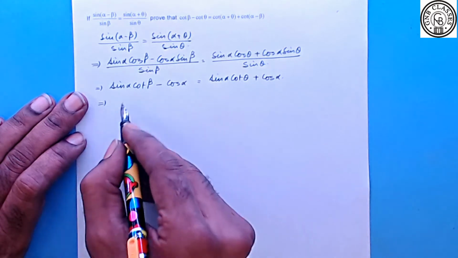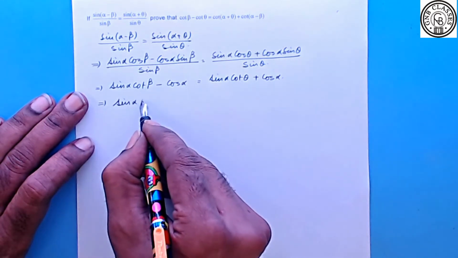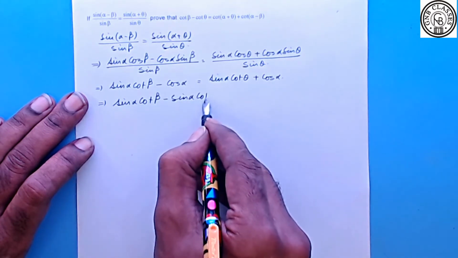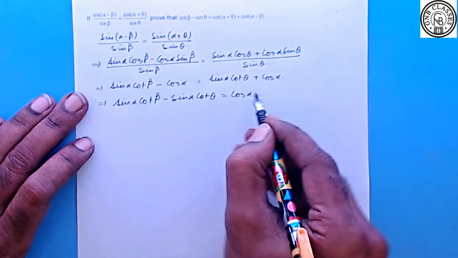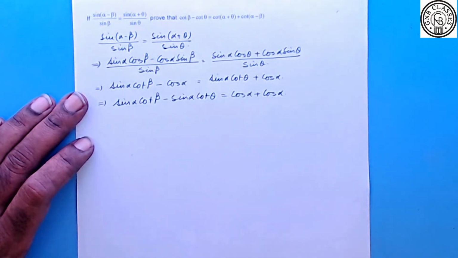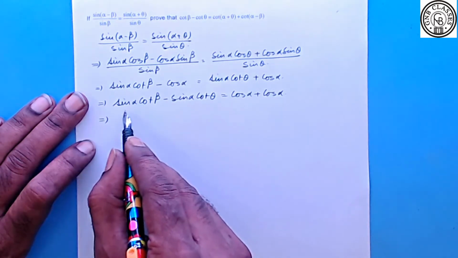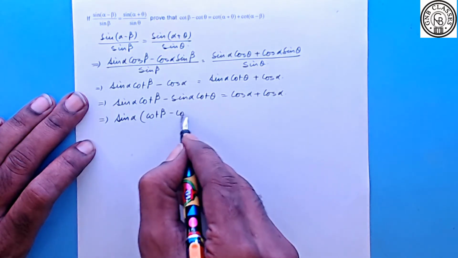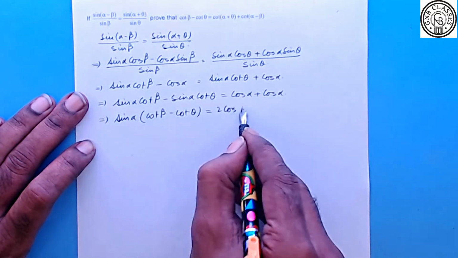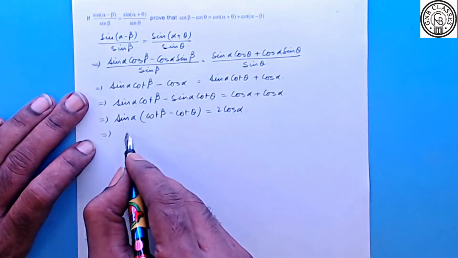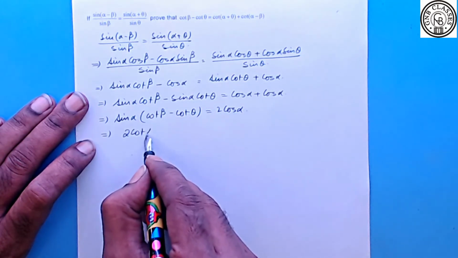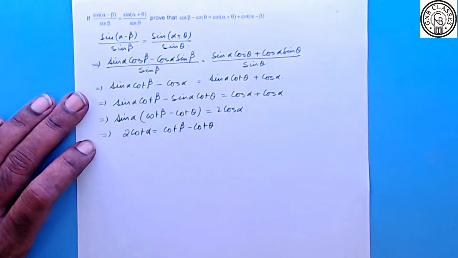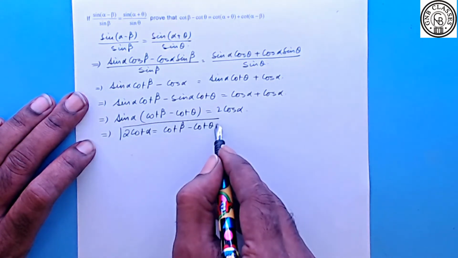So what we are having basically, sin alpha, now if I take sin alpha common, we are having, let me divide by sin alpha. So we are getting 2 cot alpha is cot beta minus cot theta. Okay, this is the condition that we got.